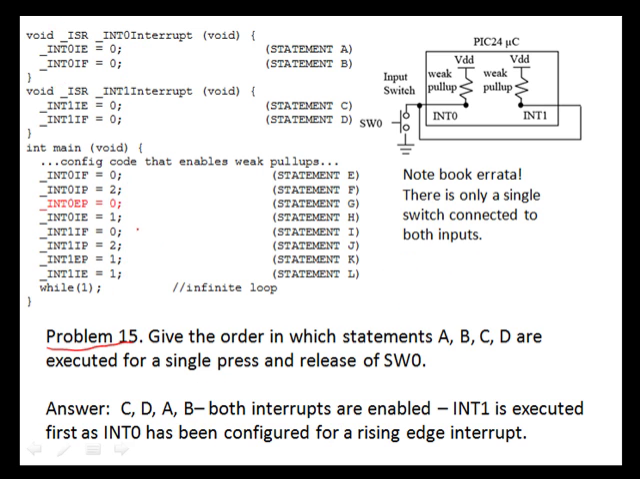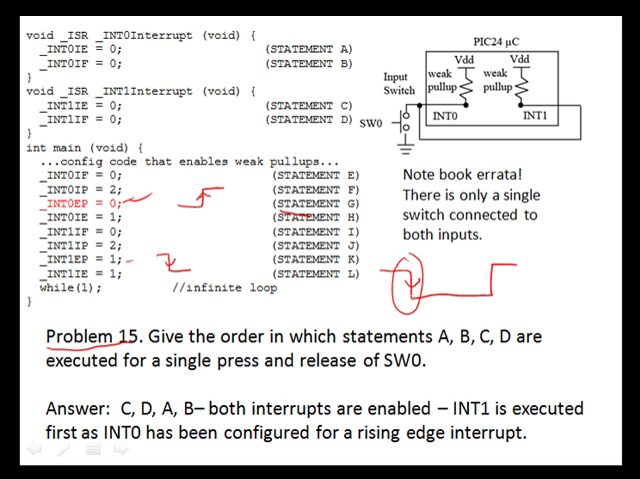Problem 15 takes the same code of problem 13 and replaces statement G with this statement right here, which sets the edge polarity of int 0 to a 0, which means that this one is configured for a rising edge interrupt, while int 1 is still configured for a falling edge interrupt. So what order are these statements executed whenever we press and release the switch?